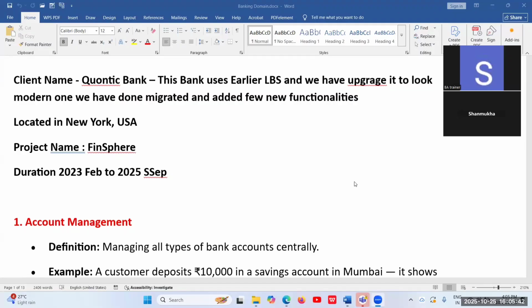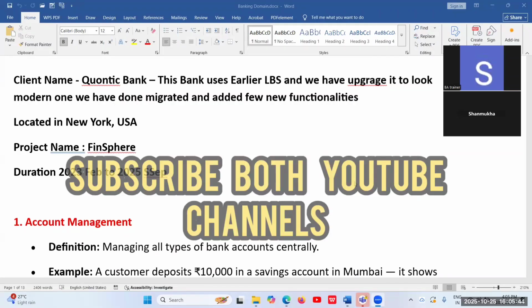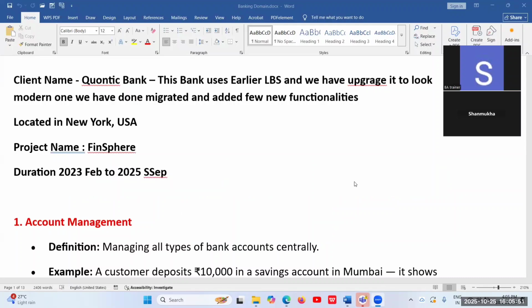Okay, Shanmuka. So today is a very important topic for us. I'm going to teach you the project overview. I'm going to explain the overview of the project that we are going to do in our course, and you can keep the same project in your resume, and you can tell your panel members that you worked on this project in your previous company.